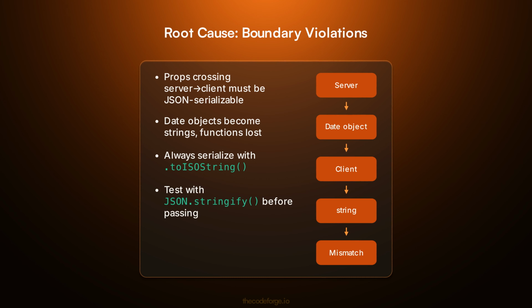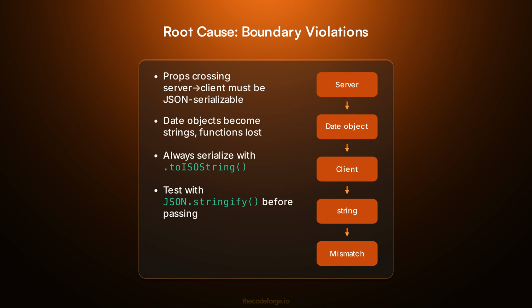App Router enforces a hard serialization boundary. Props passed from server to client components must be JSON serializable. If you pass a Date object, the server sees a Date, but the client receives a string and calling getFullYear fails.